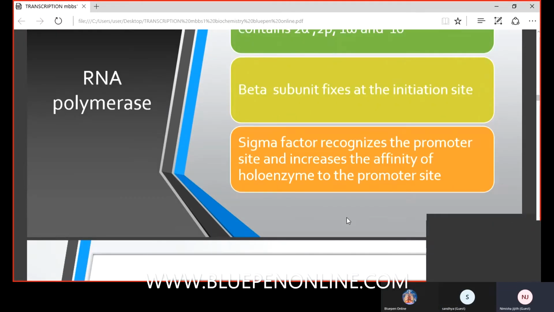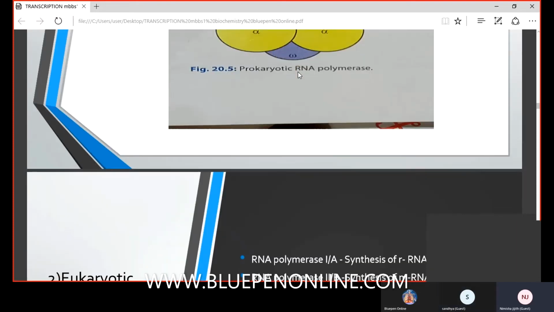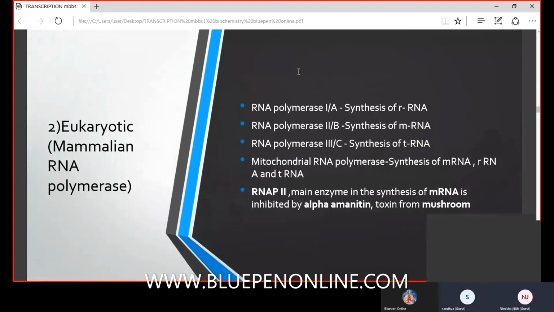Then you can see the diagram of prokaryotic RNA polymerase: 2 alpha units, beta, beta dash, omega and sigma. Then what is the difference between eukaryotic or mammalian RNA polymerase? In eukaryotic RNA polymerase, there are 3 different types. In prokaryotes, there is only one type, with how many subunits? Mainly 5, total 6: 2 alpha, 2 beta, 1 omega, 1 sigma.